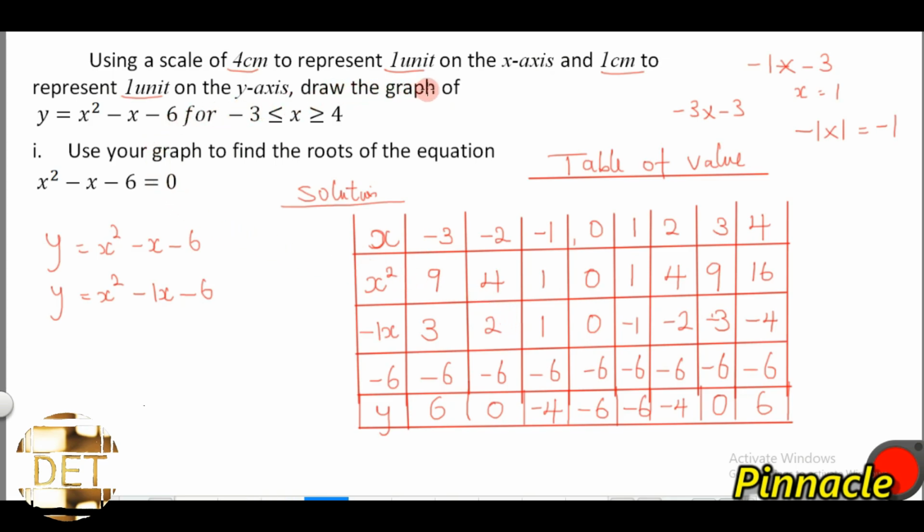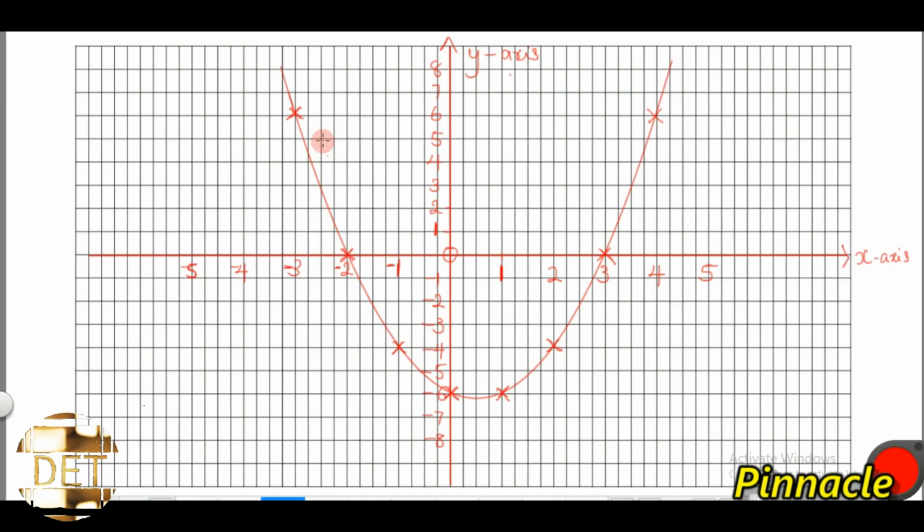The question is, draw the graph of y is equal to x squared minus x minus 6 for values of x ranging from minus 3 to plus 4. So we've drawn the graph. The next question is, use your graph to find the root of the equation x squared minus x minus 6 is equal to 0. So the root of the equation is the point where the curved line touches the x-axis.